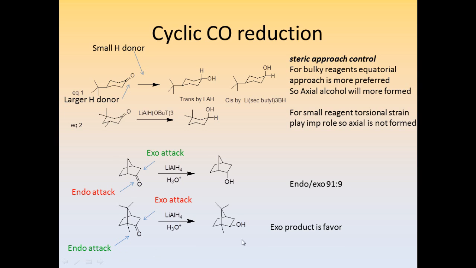Don't confuse endo and exo here. Here is the attack, there is the product. So the less hindered approach is always possible. As you see, this is a thermodynamic control product, where the hindrance is overcome by the thermodynamic control. Here it is totally kinetic control, which gives a less stable thermodynamic product. This is a kinetic control product because of the hindrance here, so these are also kinetic controls, you can say.